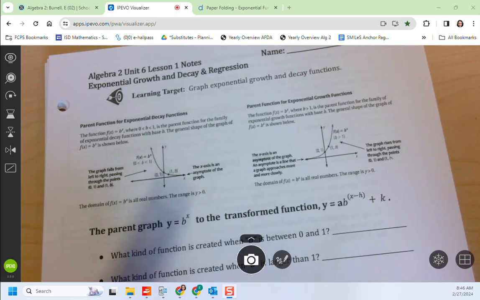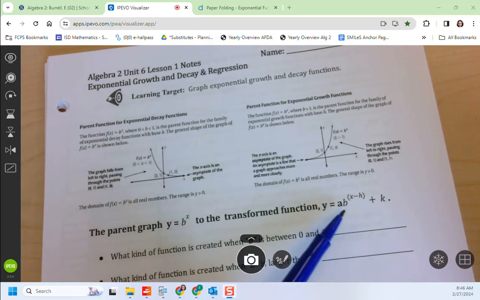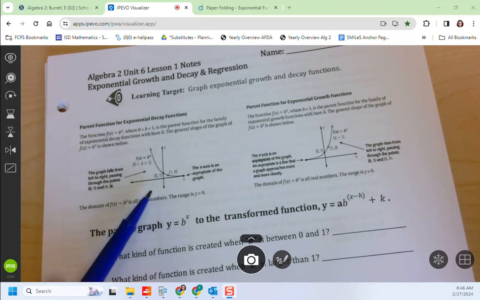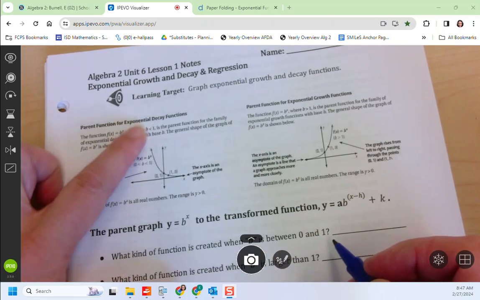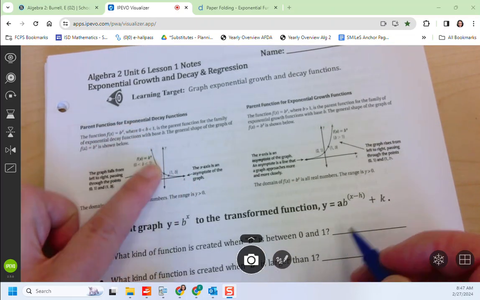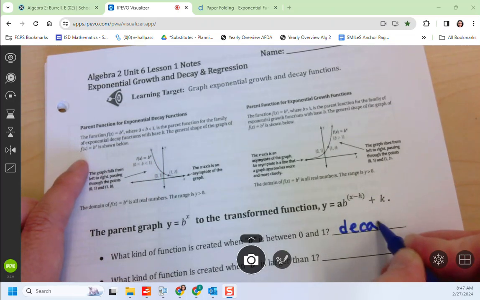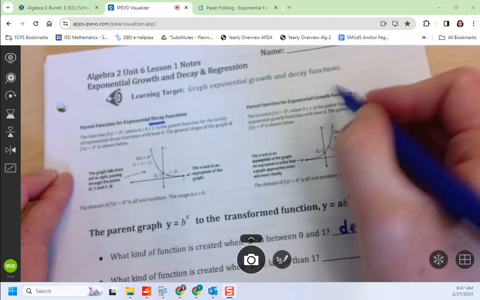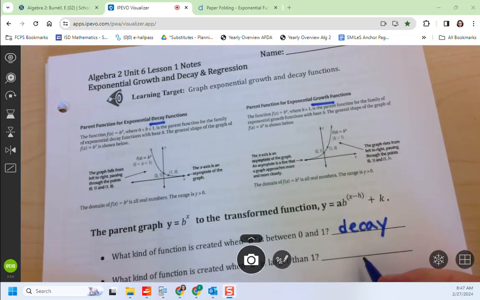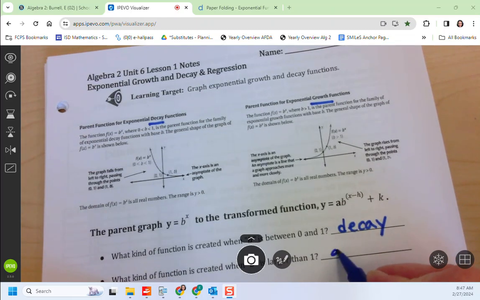When it's decay, when it's getting smaller like this, your base is going to be a number that is less than 1, like a fraction. It could be 1/2, 0.5, 1/3. Those numbers will make it go smaller, and that will give you a decay function. So it says, what kind of function is created when b is between 0 and 1? Just like we saw with the area getting smaller, the function was decay. And if your base is larger than 1, then you're going to keep multiplying and making something bigger, and that's growth.